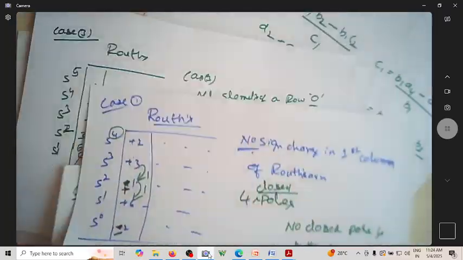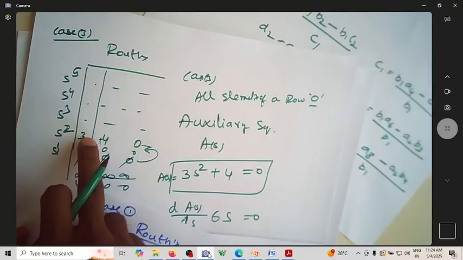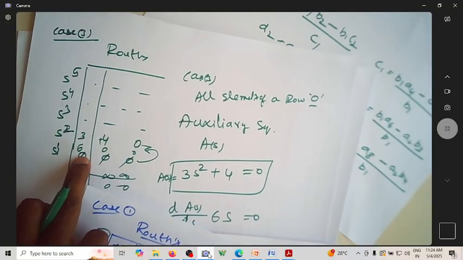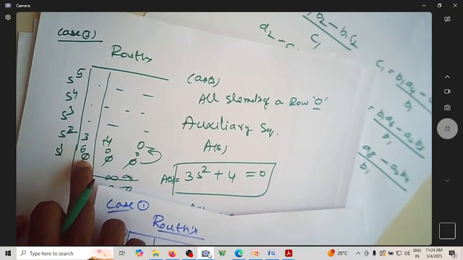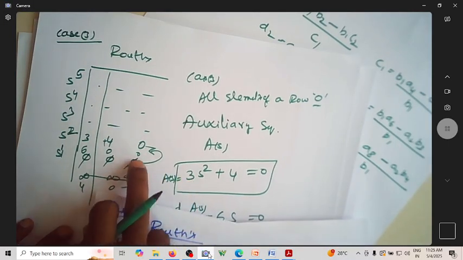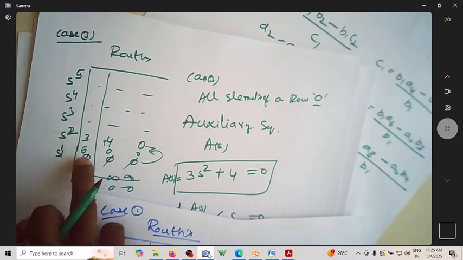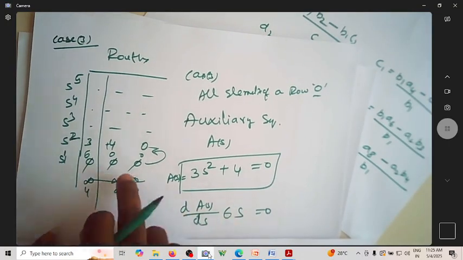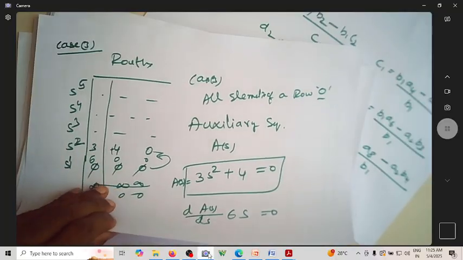And in the third case, we know that if all elements of a particular row become 0, then you write the auxiliary equation, which is nothing but the row above that. Then you complete this by taking the derivative, and then find out the number of sign changes.